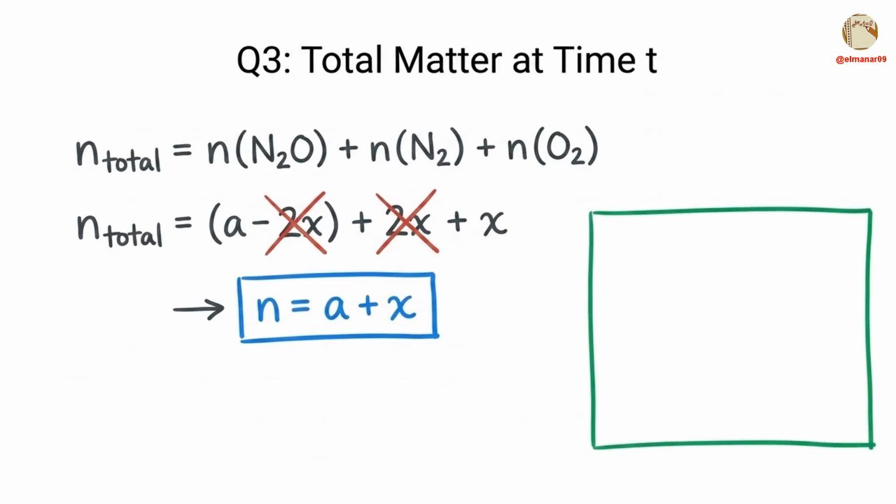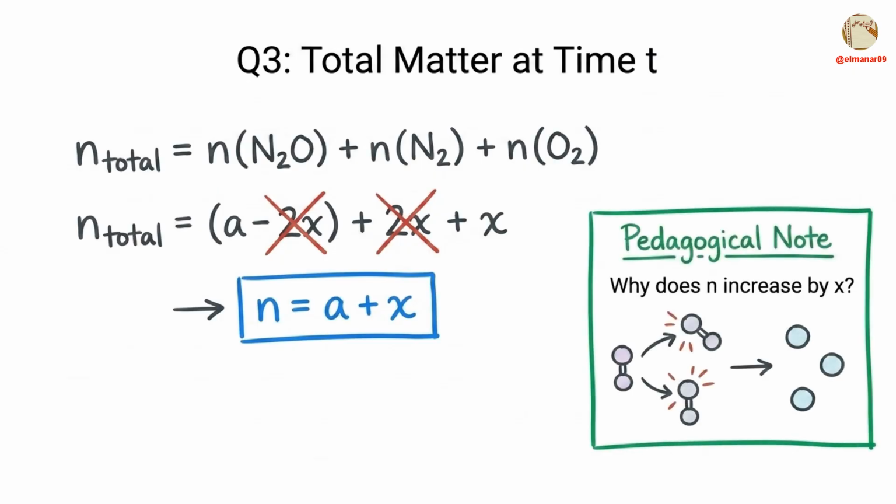Check out the pedagogical note on the right. Why does it increase by exactly x? Imagine 2 molecules of N2O breaking apart. They are replaced by 3 molecules, 2 of N2 and 1 of O2. That's a net gain of 1 molecule for every unit of reaction. It's like exchanging 2 $5 bills for 3 $5 bills. You end up with more items than you started with.